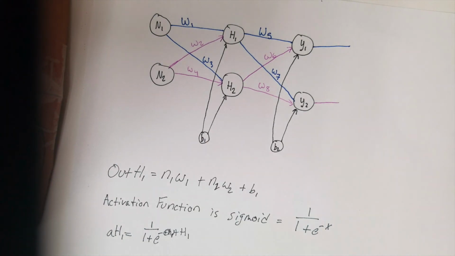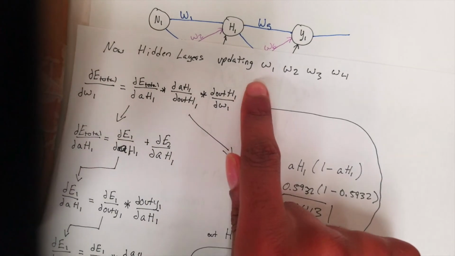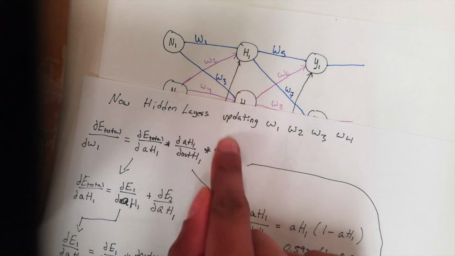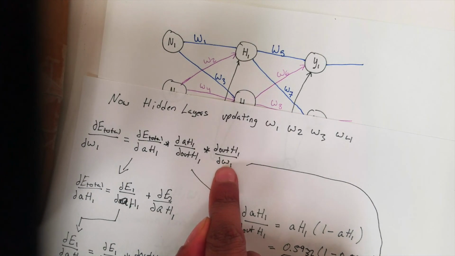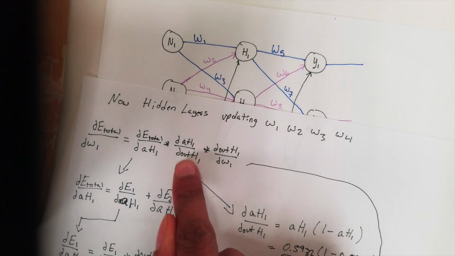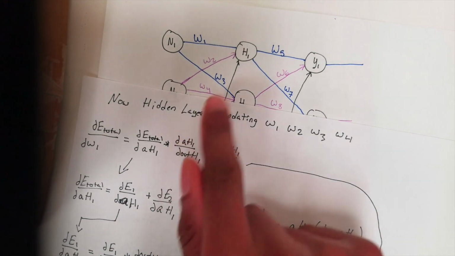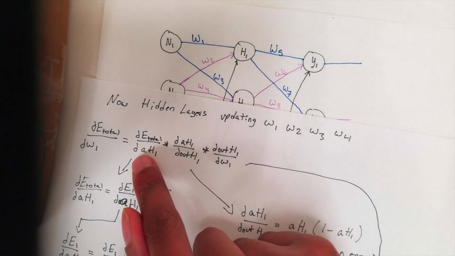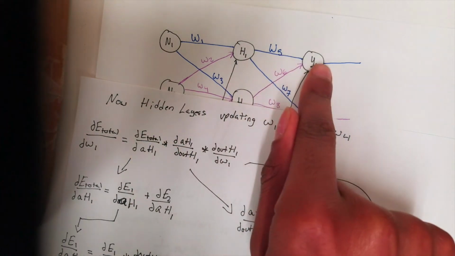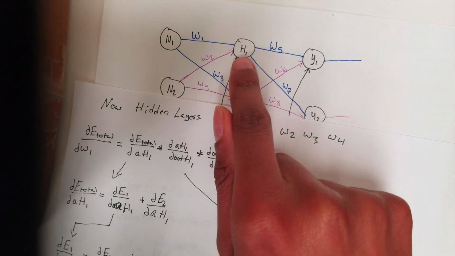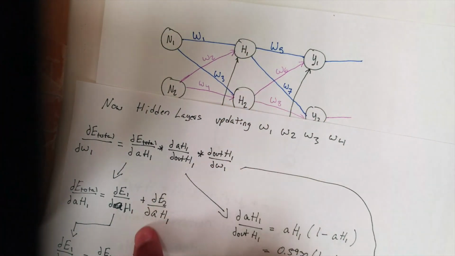So anyways, the last thing we did was to find the contribution of weight 1 to the total error. If we're going backwards, first we had to find the contribution of weight 1 to the output of H1. That's that guy right there. Then the contribution of the output of H1 to its activation. That's still right there. Then the contribution of the activation of H1 to Y1, which is right there, and then the contribution of H1 to Y2, which is that one right there.